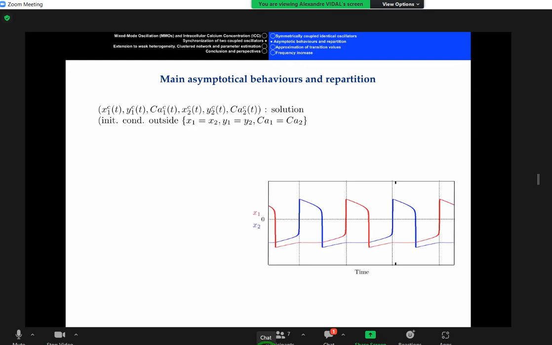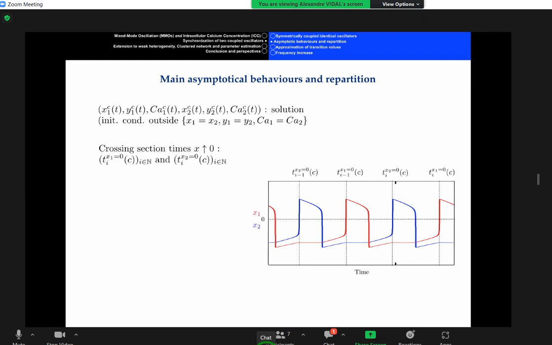Perhaps I will, I see that I speak a lot, so perhaps I will go a bit fast on this part. So we consider a certain solution with, let's say, a random initial condition, but outside the case where both oscillators would be exactly the same, leading to exactly the same behavior. So it's not that interesting.